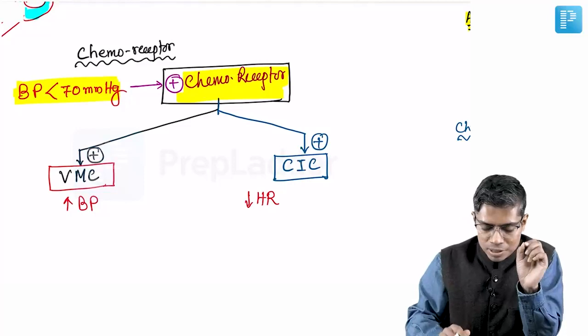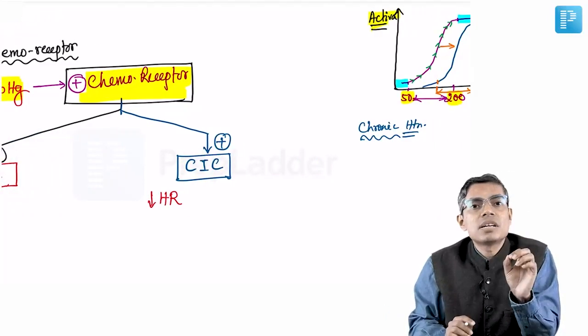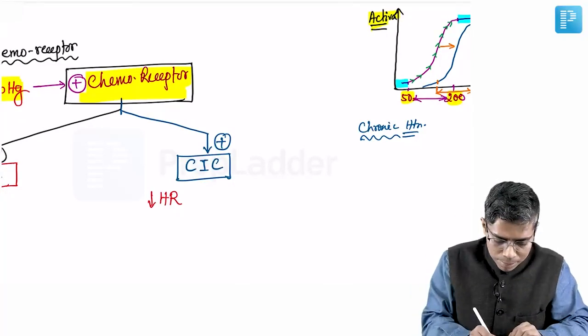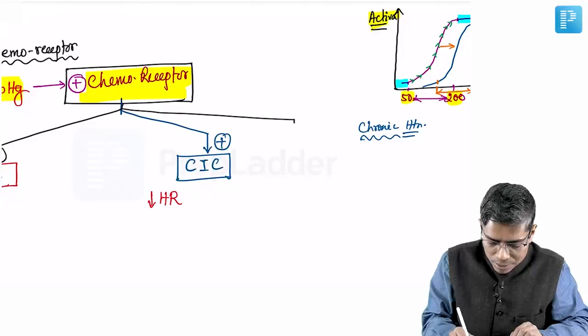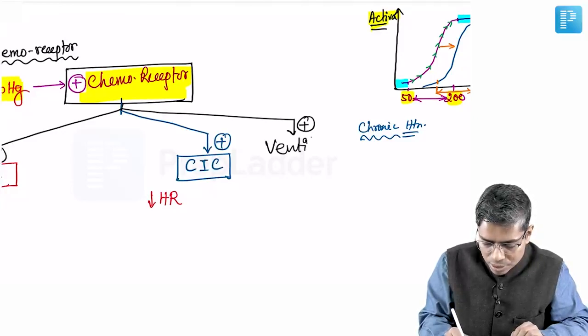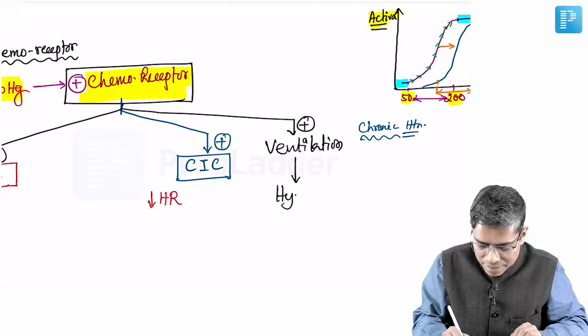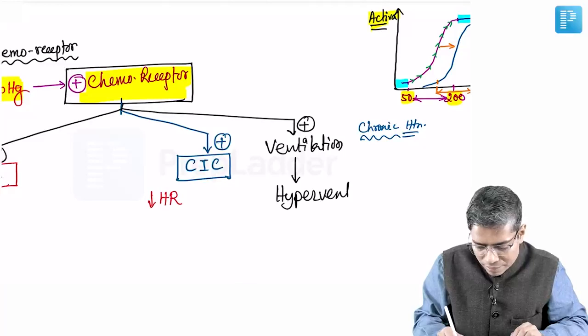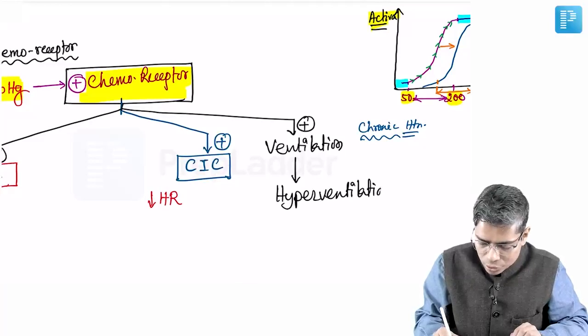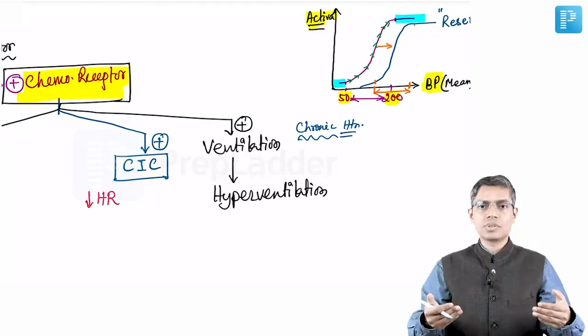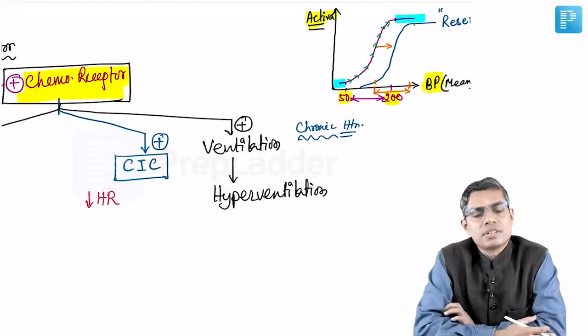What is the main effect of chemoreceptor? The main effect of chemoreceptor stimulation is stimulation of ventilation, stimulation of your respiratory center. Getting my point? So, the main effect of chemoreceptor stimulation is stimulation of your ventilation. So, the patient will start hyperventilating. Hyperventilation, right? So, this part, chemoreceptor and hyperventilation, these related things we are going to discuss in respiratory physiology, respiratory regulation.